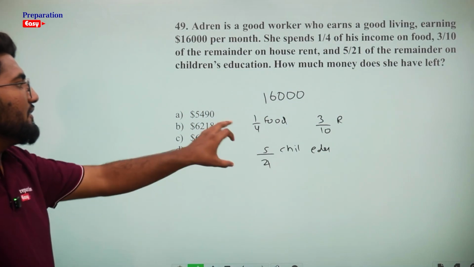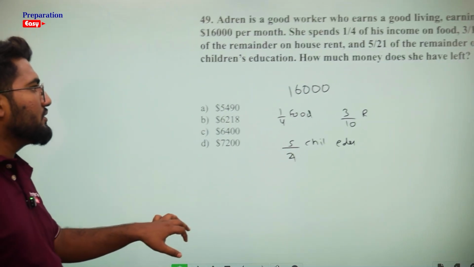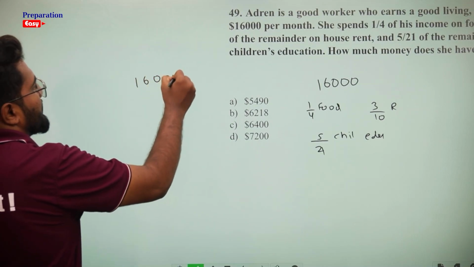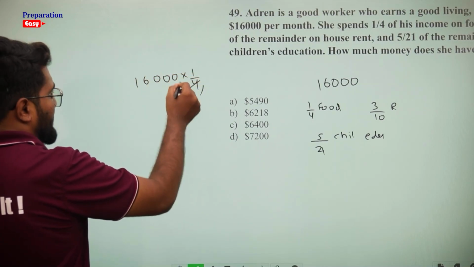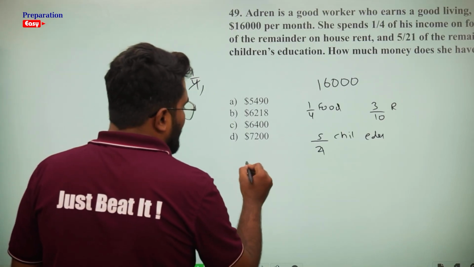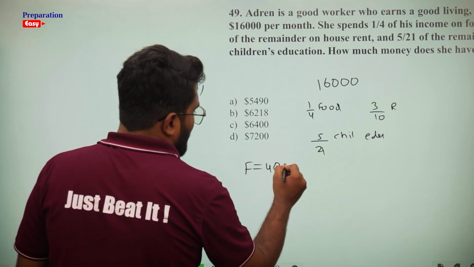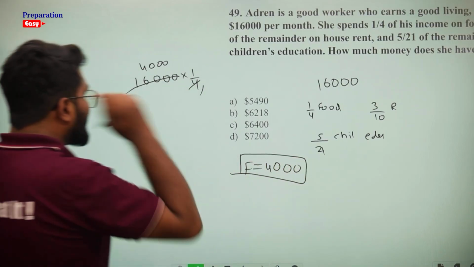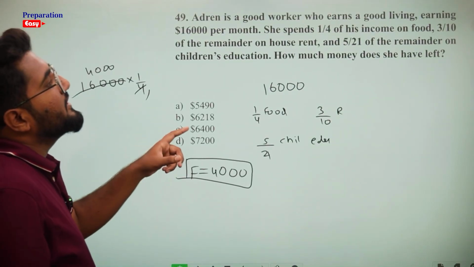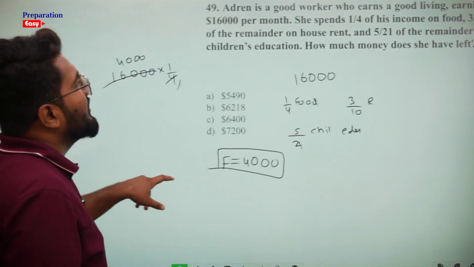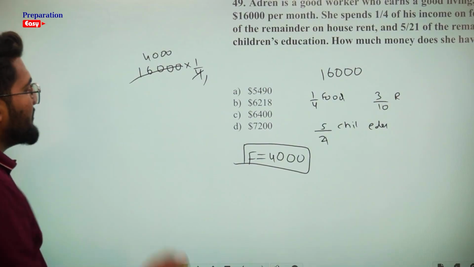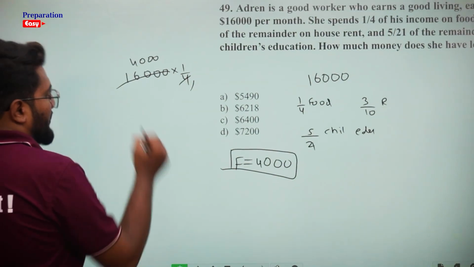First we have to find 1/4 for food. Okay. So how much money is she spending? 16,000 multiplied by 1/4, which is equals to 4,000. She is spending on food 4,000 dollars. Okay. Now for rent we have to check. She spent 1/4 of his income on food, 3/10 of the remainder, that is 16,000 minus 4,000. It will become 12,000.